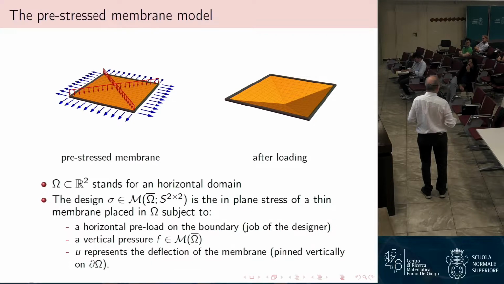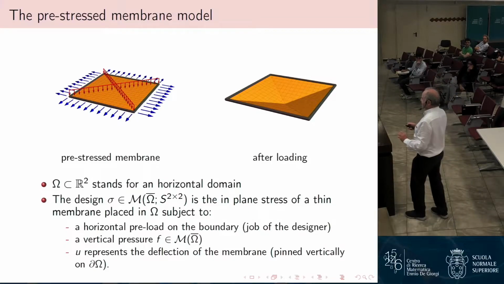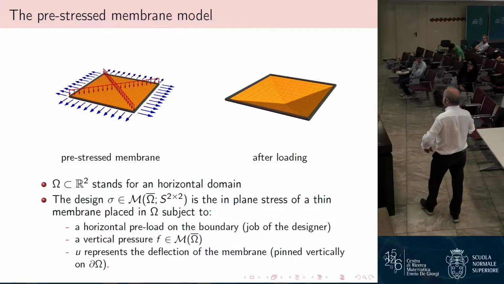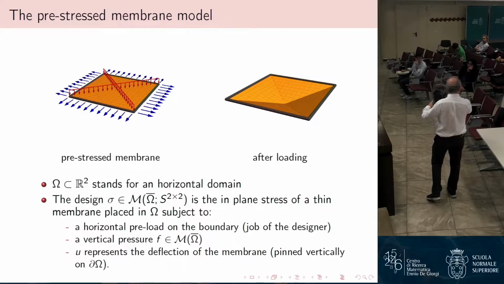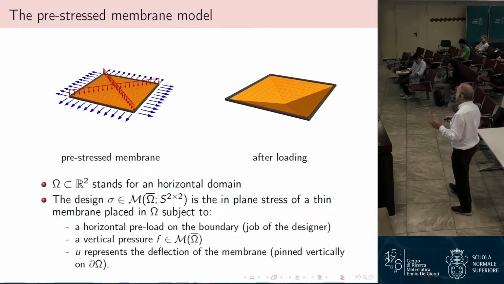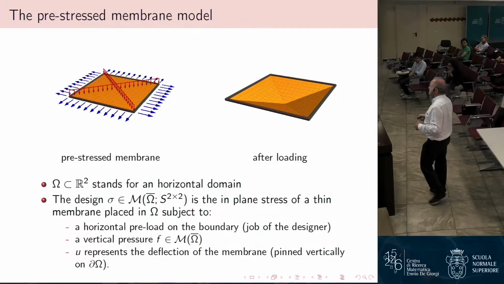Okay, if you reinforce a ceiling, a voile, you always... okay, I will come back to that later on. So you have a vertical pressure, and u represents the deflection of the membrane, which is pinned vertically on the boundary of omega. So you have a planar membrane, so it is a 2D problem, but originally it is a 3D.